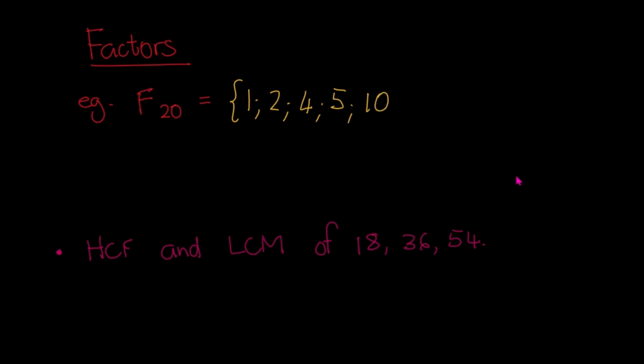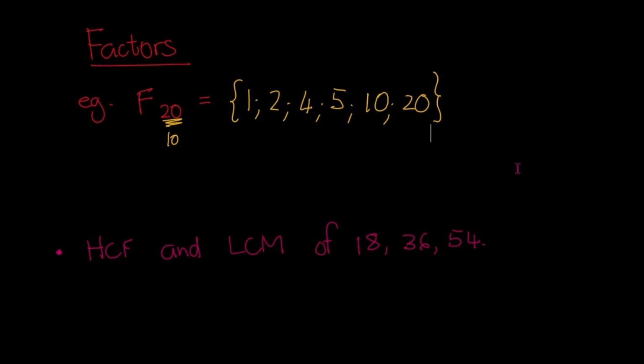Once you get to half of the number you're working with, half of 20 is 10, once you get to 10, you don't need to look at 11, 12, 13, and so on. You just go straight to the number you're working with, which is 20. And they are your factors of 20.